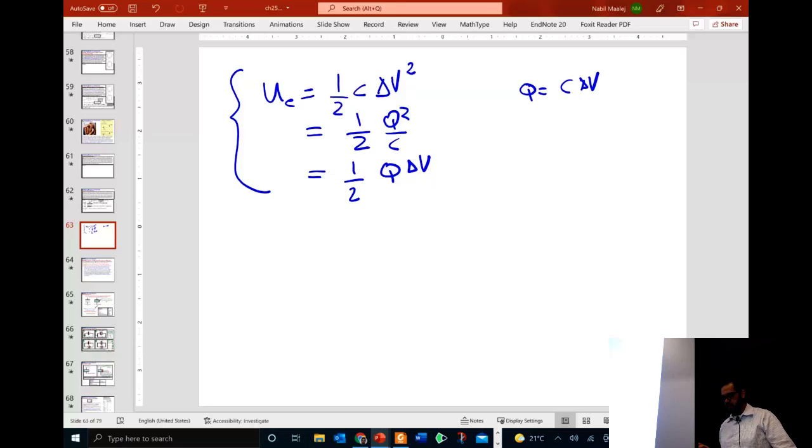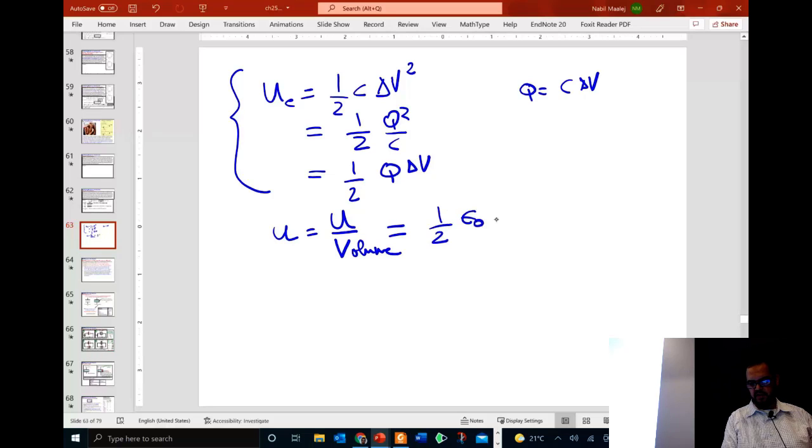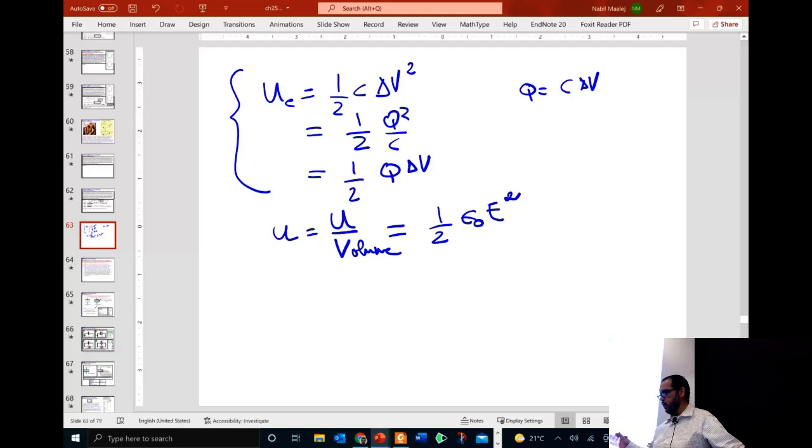And we also determined the energy density, which is energy per unit volume. So small u is the energy density, capital U divided by the volume. And we found that this is 1/2 epsilon 0 times the electric field squared. This is actually a general equation that applies in any region of space. If you have the electric field, you can determine the energy per unit volume of that electric field by using this equation, 1/2 epsilon 0 E squared.